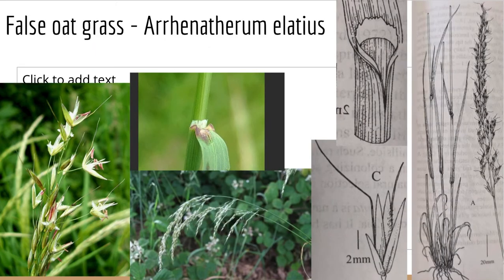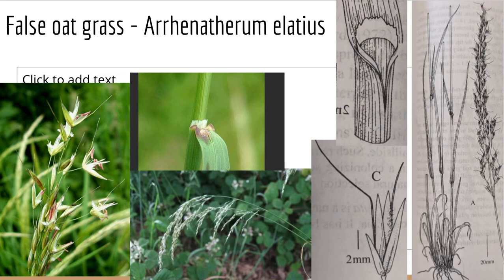False oat grass, or Arrhenatherum elatius. This is a loosely tufted perennial that grows up to 180 centimetres tall, so quite a decent size, and its culms are glabrous or hairy at the nodes. So what that means is its culms, which is the stem, as you can also see here, are smooth, and it can be hairy at the nodes, which are here.